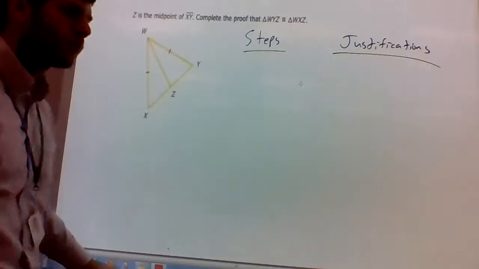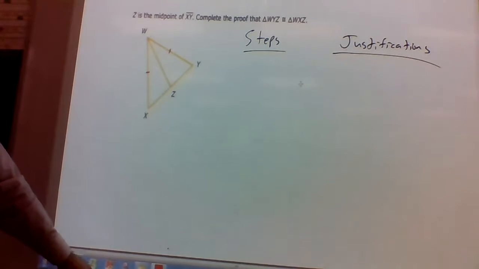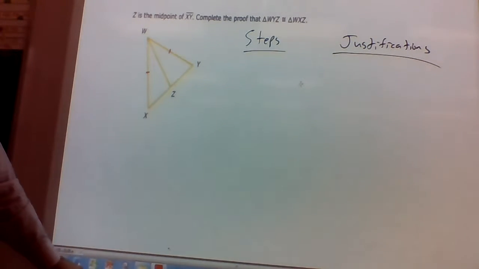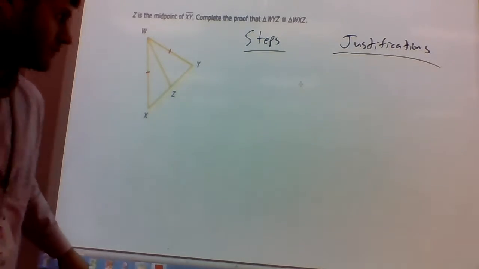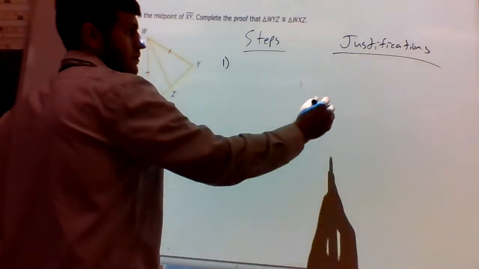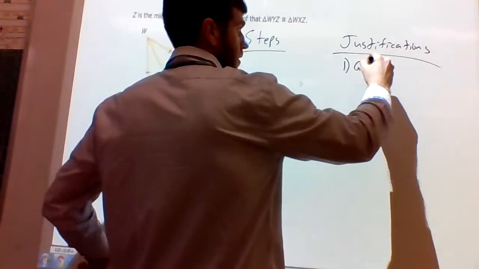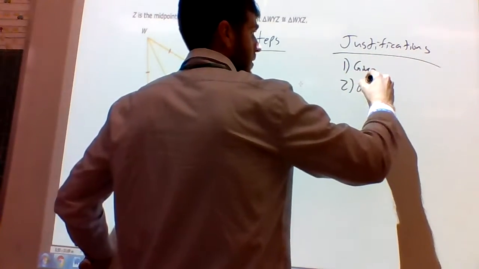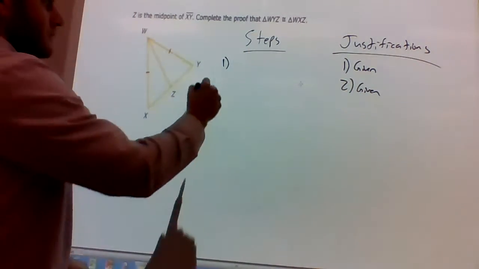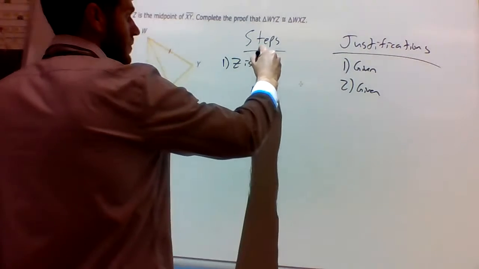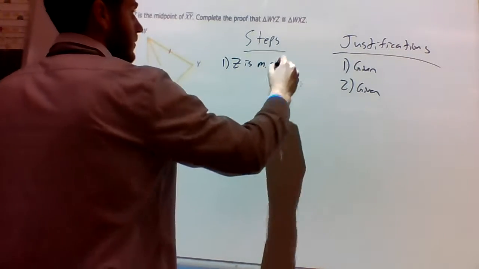Okay. Step 1 in our process here is to write the givens. We have two givens in this case. So one, they're telling us that Z is the midpoint of XY.